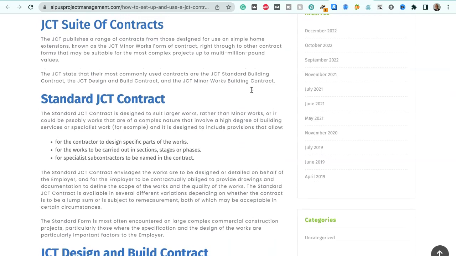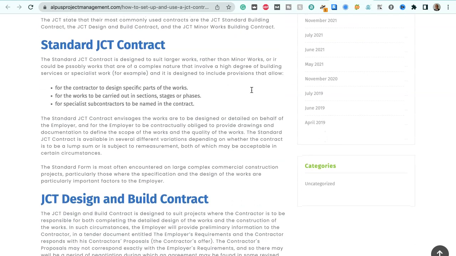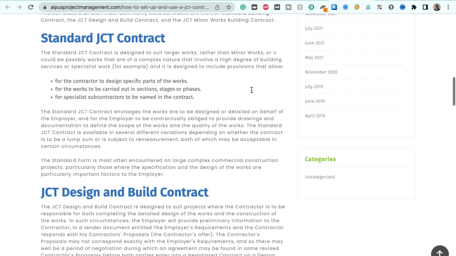The JCT suite of contracts. JCT publishes a range of contracts from those designed for use on simple home extensions, known as the JCT Minor Works form of contract, right through to other contract forms that may be suitable for the most complex projects up to multi-million-pound values. The JCT state that their most commonly used contracts are the JCT Standard Building Contract, the JCT Design and Build Contract, and the JCT Minor Works Building Contract.